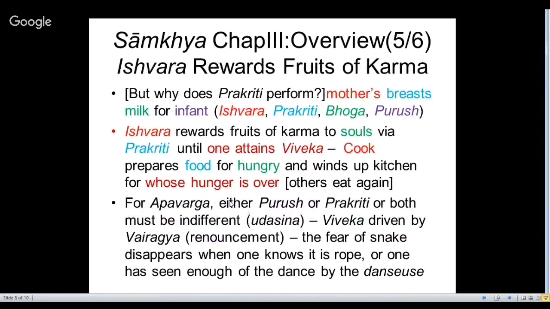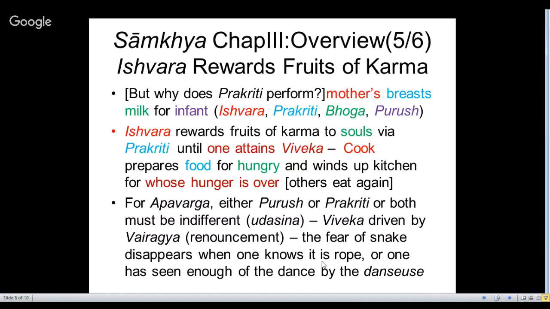So for upward to happen, this or both must be indifferent. Now let's look at this possibility, because he's giving two examples. He is using the word Vivek as well as Vairagya. So now the situation looks like not only Vivek gives upward, even Vairagya can give it upward. Now let's look at it. Vivek, he gives an example: a snake disappears when one knows it is a rope.